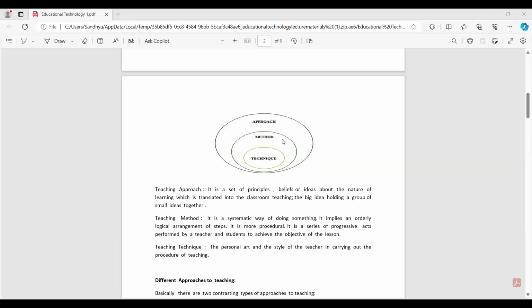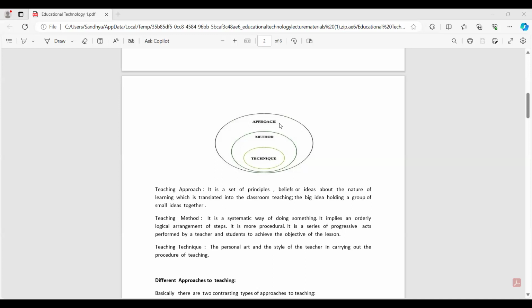Approach means your belief about teaching. Approach is the teacher's set of beliefs about teaching and learning. Approach is the teacher's beliefs or assumptions about how learning and teaching happens. You have your own set of beliefs about how learning and teaching happens. So there are two main approaches. What are the two main approaches to select from? Teacher-centered approach and student-centered approach. What are the two approaches?